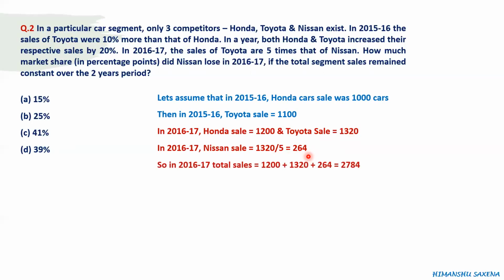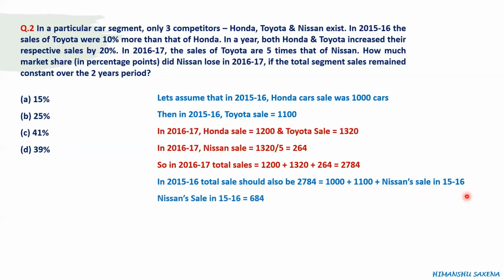Now total sales in 2016-17 would be how much? Honda sale plus Toyota sale plus Nissan sale. So when we add all three of them, this becomes 2784. Now in the question it is given that the total sales remain the same over the period of 2 years, which means in 2015-16 also the same number of sales happened. So in 15-16 total sale should also be 2784, which is equal to Honda's sale in 2015-16 plus Toyota's sale in 2015-16 plus Nissan's sale in 2015-16. Now we don't know how much is Nissan's sale. We can calculate it through here.